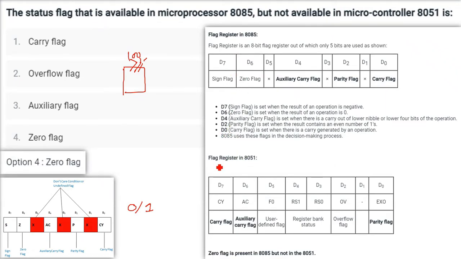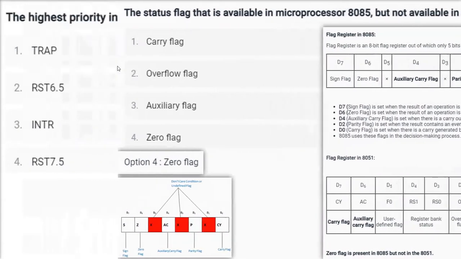And there are certain differences depending on the microcontroller and microprocessor. For example, the zero flag is present in 8085, but it is not in 8051. There are certain flags which are in 8051 which may not be present in 8085 or 8086. But here the answer is the zero flag.